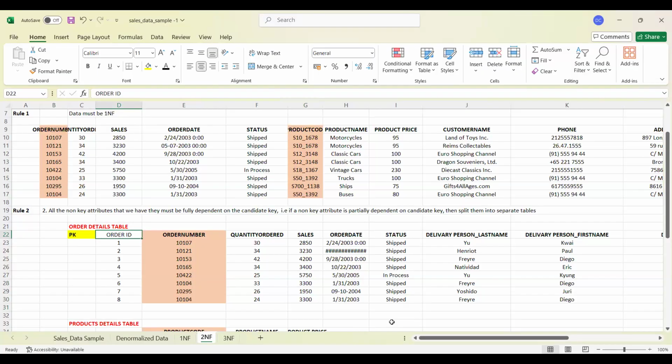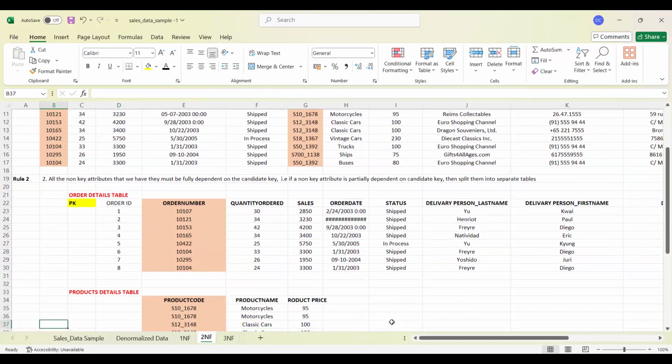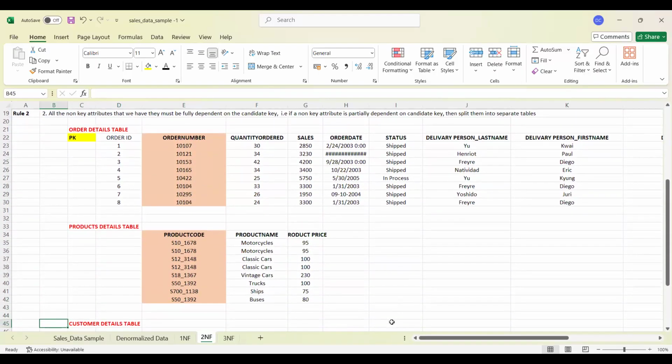And now I can declare this order ID as primary key, correct? That is what I did. Up to here we saw on the previous day, correct? So now we have the product details table. In the product details table also we need to give a primary key. If we observe, in product code also we will have duplicate values, correct?